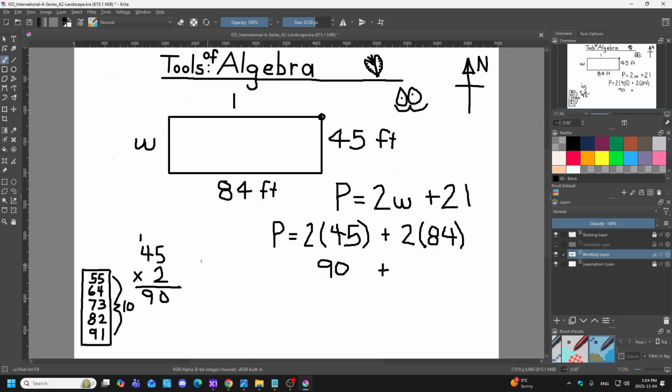Let's get our second one. 84 times 2. 4 times 2 is 8. 8 times 2 is 16. Our perimeter is going to be 90 plus 168.